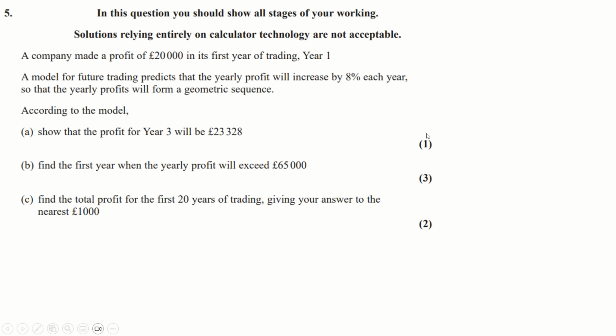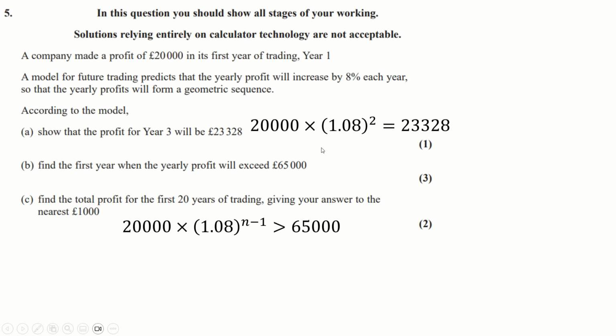Again, so we've got a very prescribed thing to do here. It's just this times 1.8 to the power 2. So we get this. Now this is the bit where we could maybe do something a bit strange. Notice how it's power 2 because it's 20,000 in year 1. So actually year 2 just times by one of these, and then to get to year 3 times it by another, and you've already done 2 of them. So we're going to use n minus 1 here, and we want that to be bigger than 65,000.